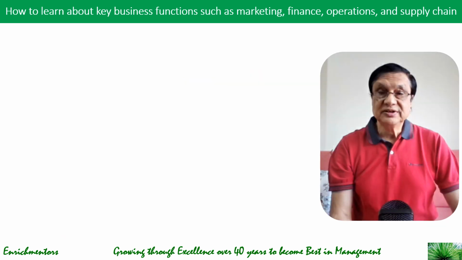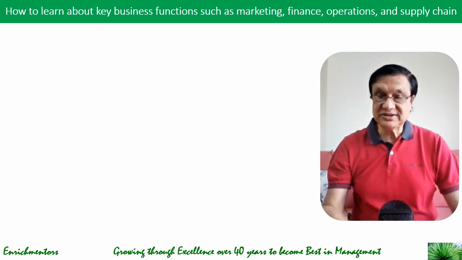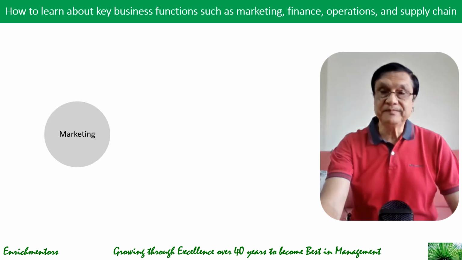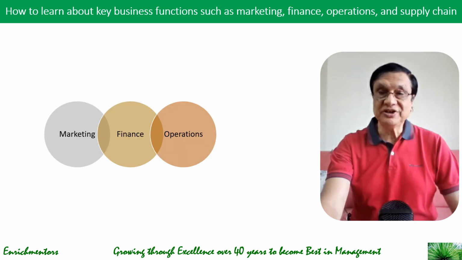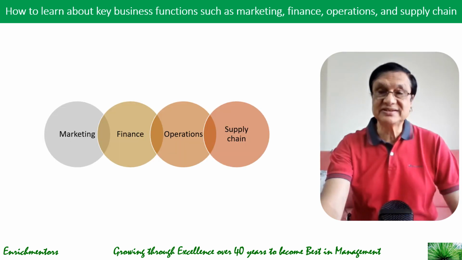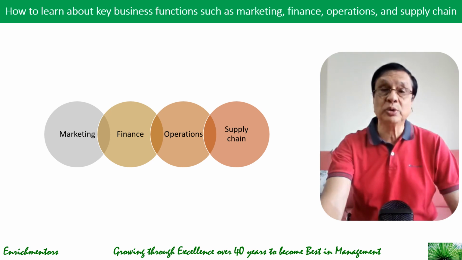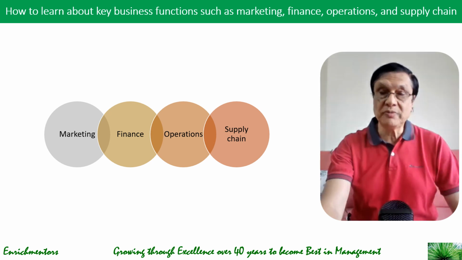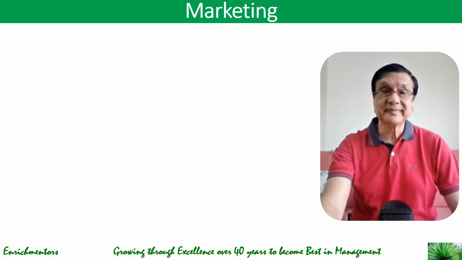So let us first understand that mastering functions like marketing, finance, operations, and supply chain is important to understand how businesses operate holistically. Now, what are the various things that you can do? What is the roadmap to learn each of these areas? Let us talk about it.